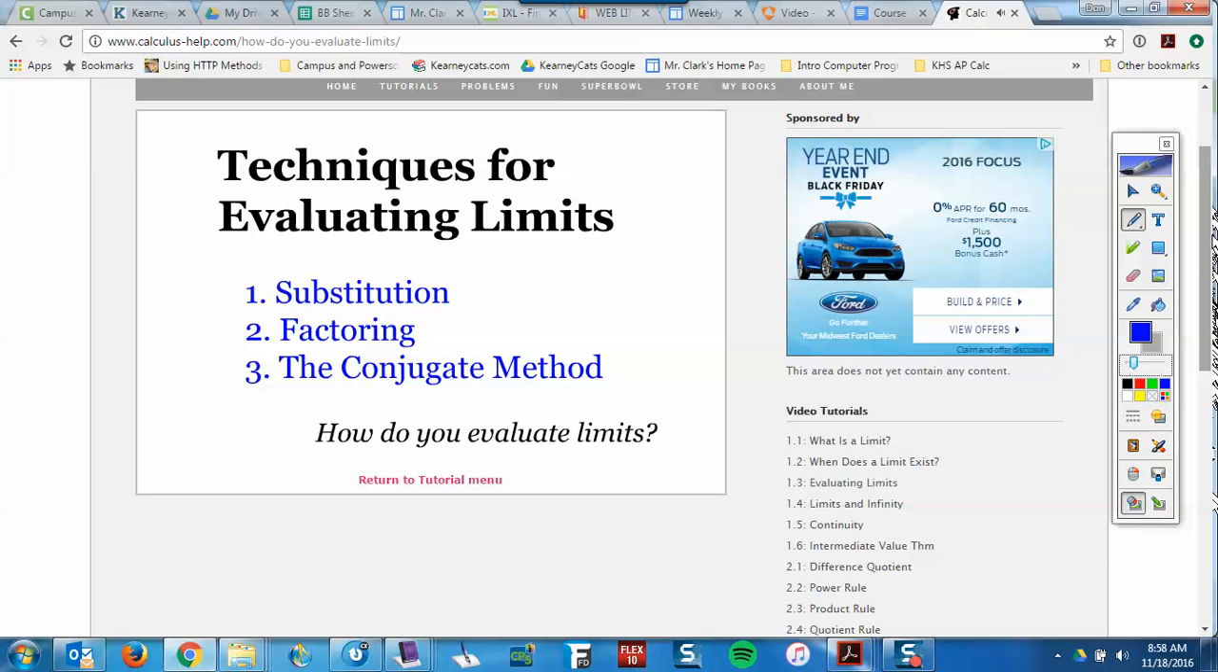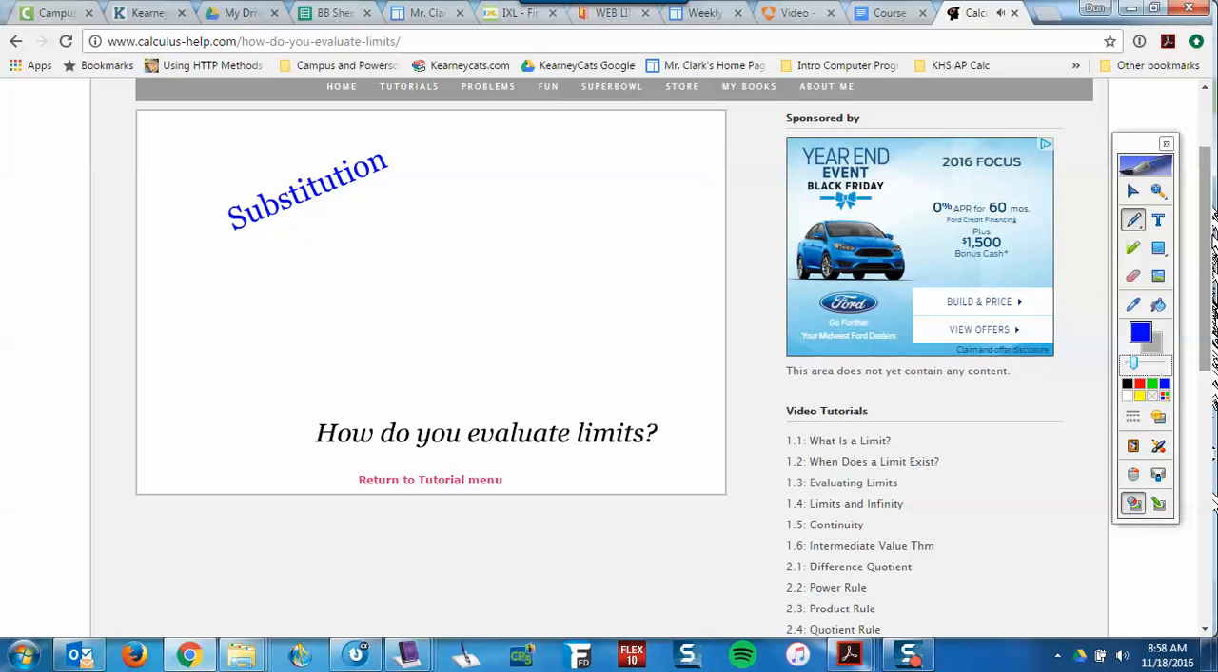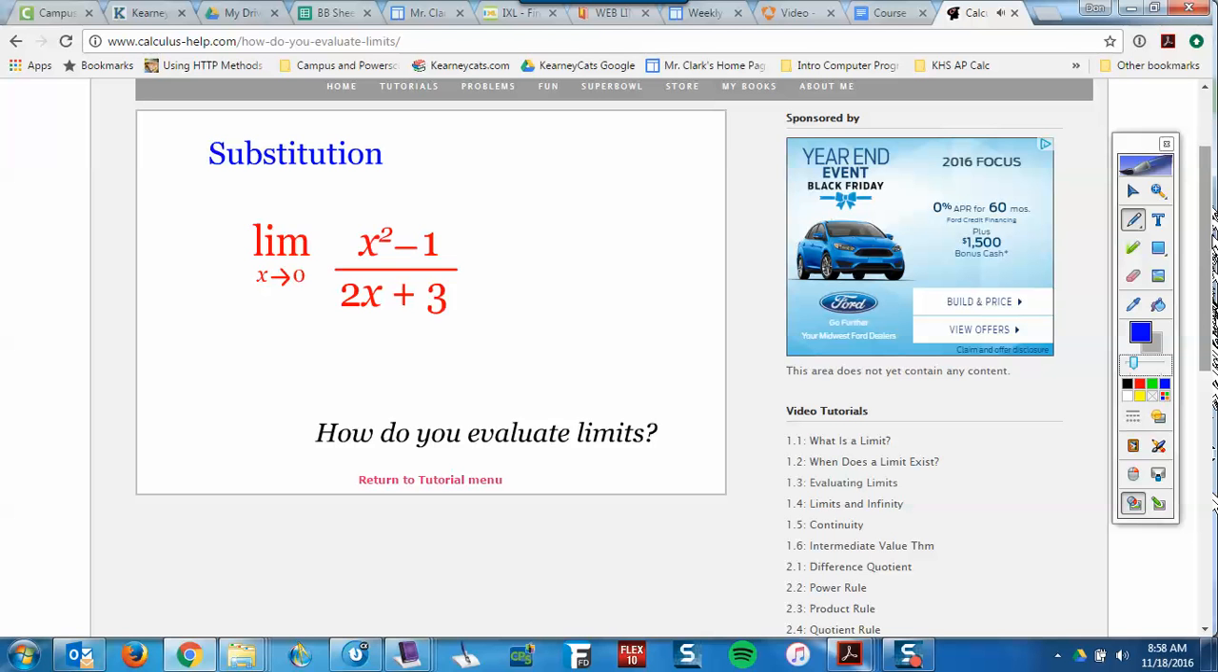We're going to do the easiest one first, which is direct substitution. It is just as easy as it sounds. Here's an example: the limit as x approaches 0 of the fraction x squared minus 1 divided by the quantity 2x plus 3. In order to evaluate this limit, all you've got to do is plug in 0 everywhere you see an x. We put in 0 in the numerator and in the denominator, and we end up getting negative 1 divided by 3. So our limit is negative 1/3. It's as easy as that.